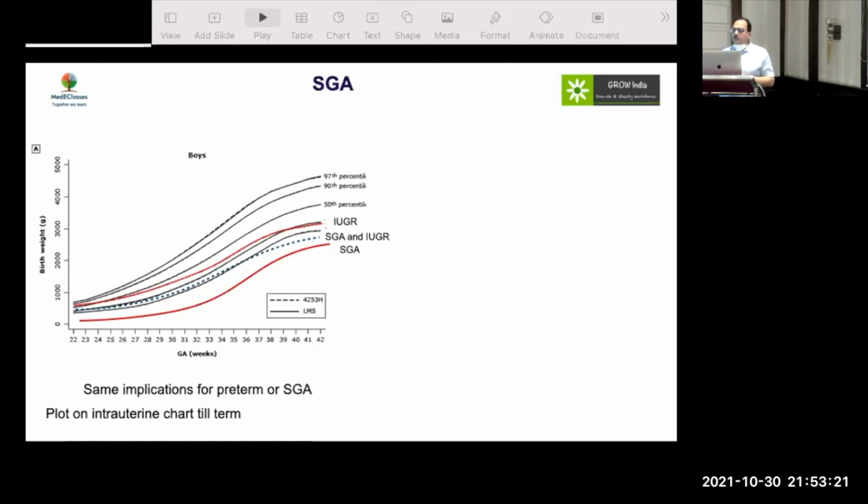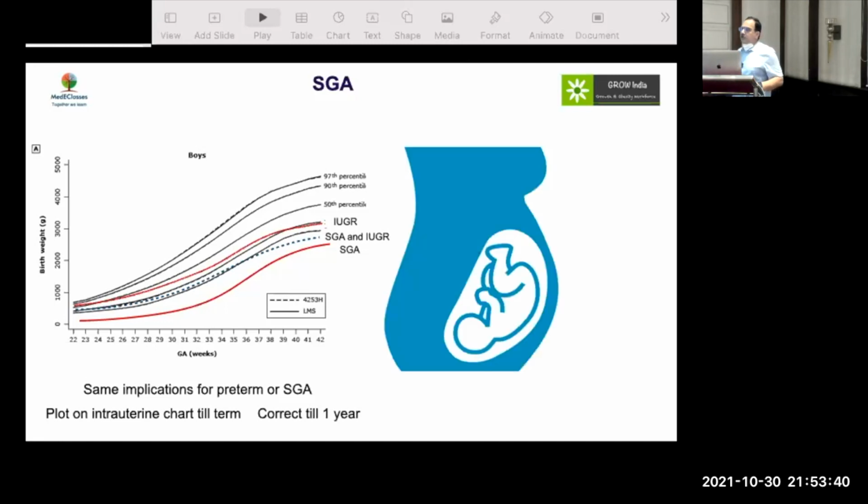Now, which intrauterine growth chart will you like to follow, Dr. Prateek? So now there are multiple. As WHO has come up with charts for older children, it has also come up with the INTERGROWTH study, which provides good multinational data. So that should be the one on which you should plot it. And after 1 year, you don't need to correct.